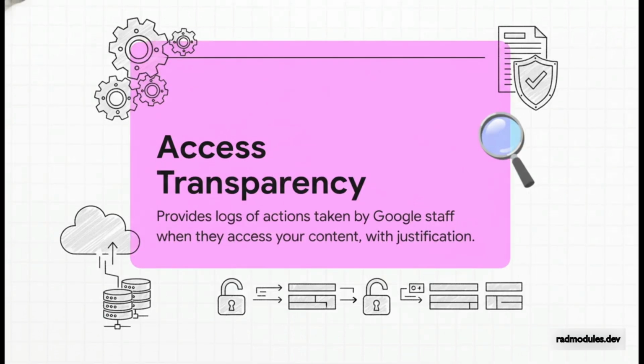So, Access Transparency answers that one nagging question: did anyone from Google touch my stuff, and why? It gives you a clear audit log of actions taken by Google engineers, complete with a reason, like a support ticket number. You can see why that's absolutely critical for any auditor.